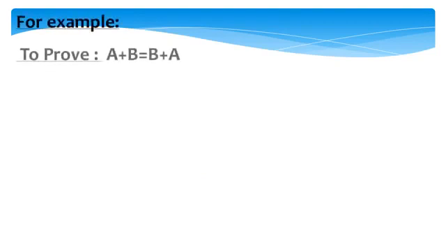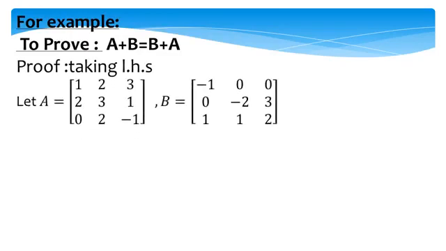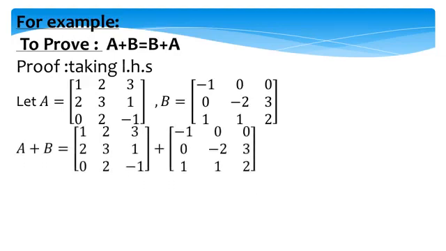For example, to prove A plus B is equal to B plus A. Now taking the left hand side, here we have A matrix 1 2 3 2 3 1 0 2 minus 1, and B matrix is minus 1 0 0 0 minus 2 3 1 1 and 2. The order of A and B matrices is the same, 3 by 3. Now we add A plus B.